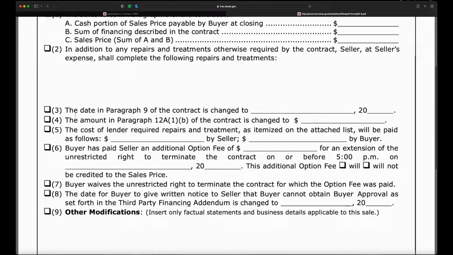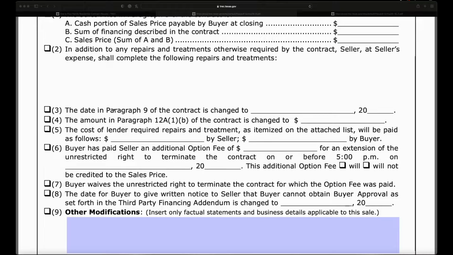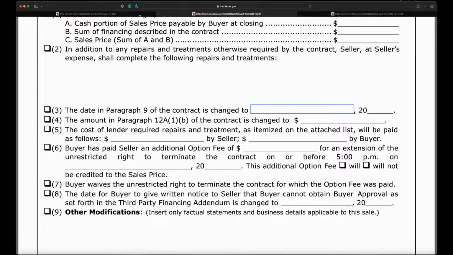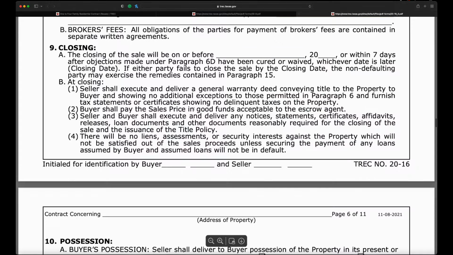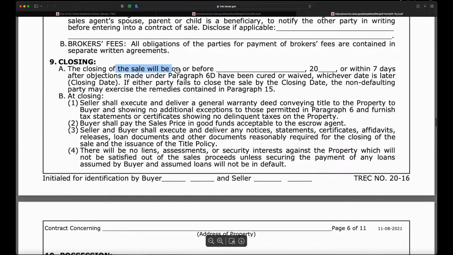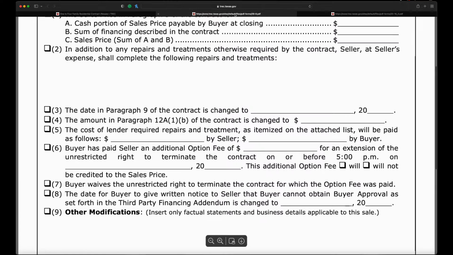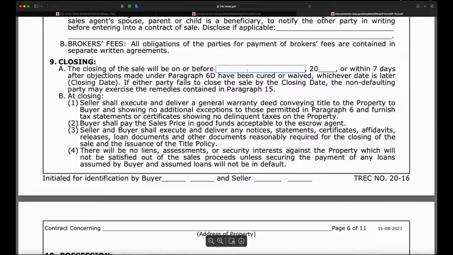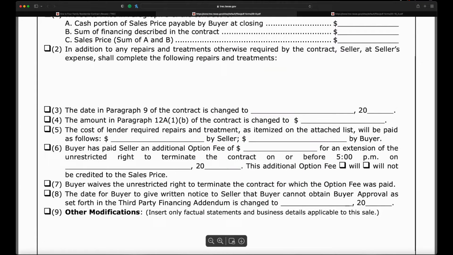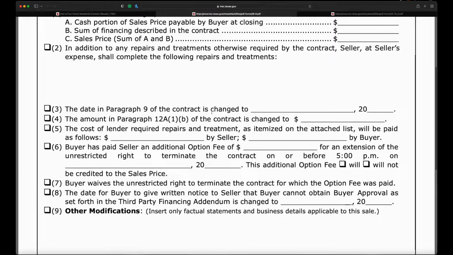Okay, so the date of paragraph 9 of the contract is changed to, y'all know what that is. It's going to be the closing. See, this is the closing date. So if you need to extend your closing date, then it's going to be here. If you had it closing for, let's say, tomorrow's date, and you need to extend it by 7 days, or whatever title tells you, or the mortgage tells you, or whatever your situation is, or the seller, you change it here. And you'll just put the new date right here.